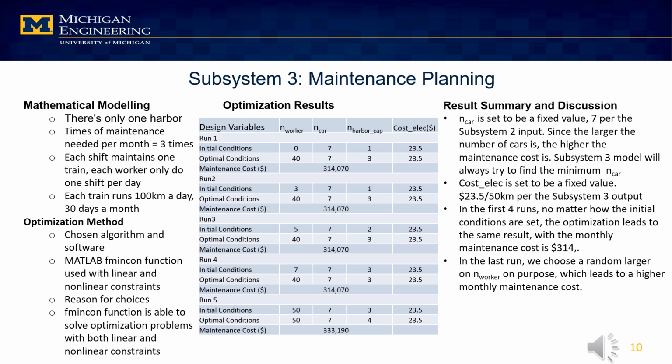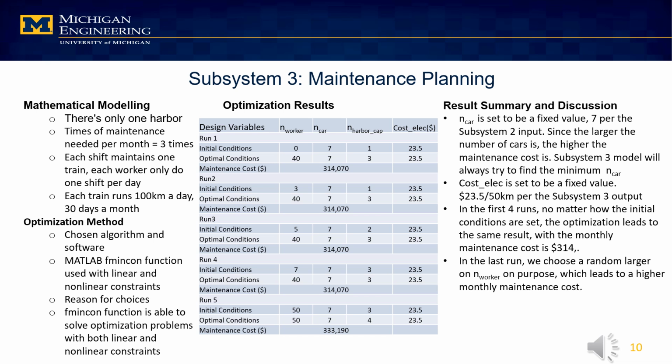After defining the maintenance planning subsystem optimization framework, we set up a few assumptions like there's only one harbor, each train needs to be maintained 3 times a month, etc. to complete the mathematical modeling. We decided to use MATLAB fmincon function to perform the optimization since it can deal with both linear and nonlinear constraints. Number of cars per train and the electricity cost are 2 design variables from the other subsystems. Since we haven't started to work on the interactions between subsystems, we set these 2 design variables as a fixed value for our maintenance subsystem optimization for now.